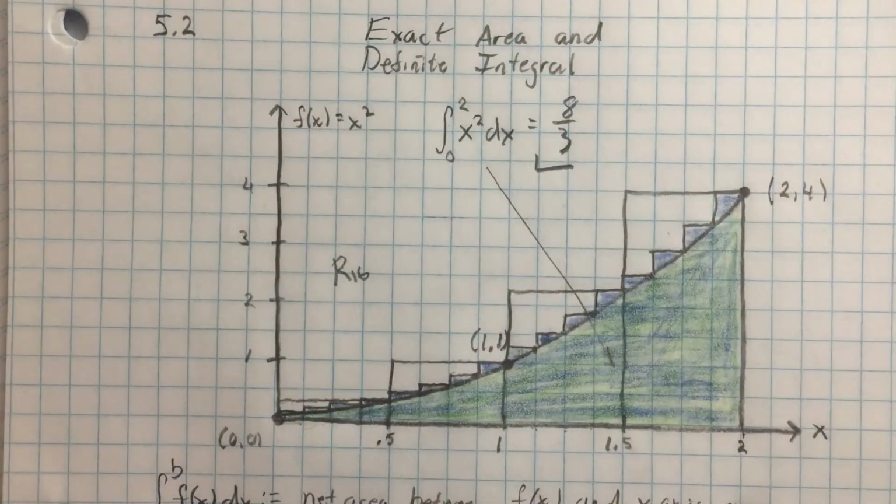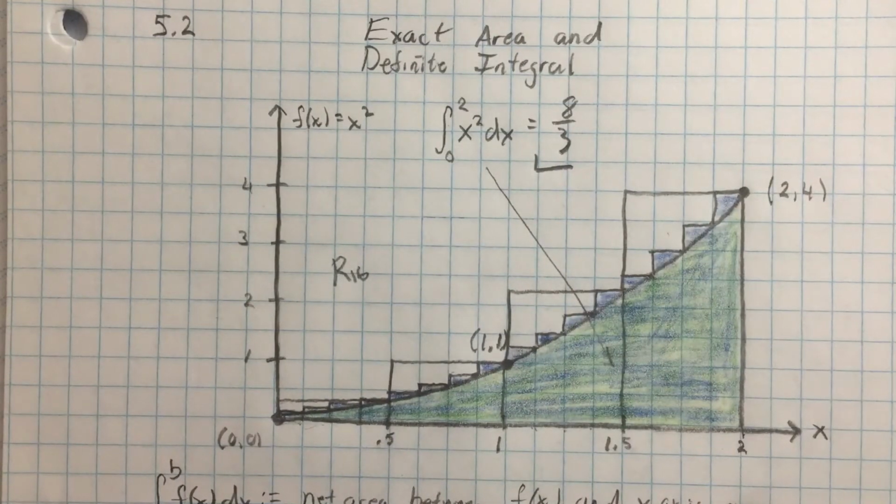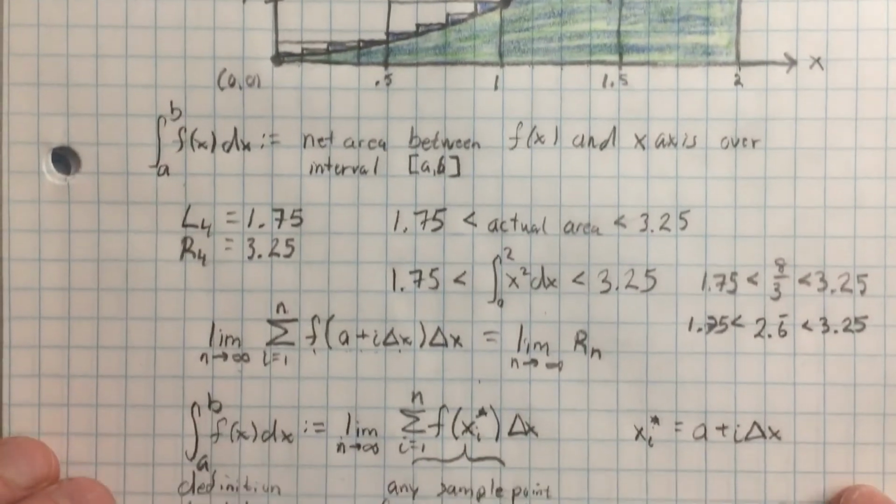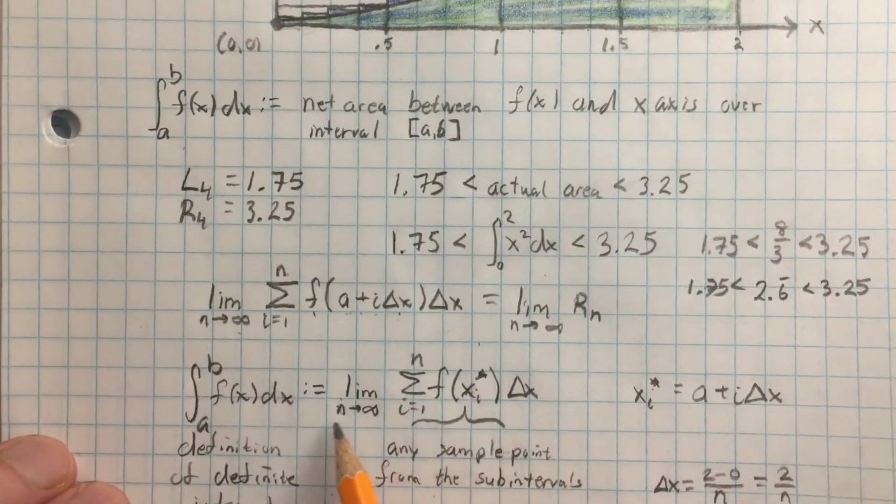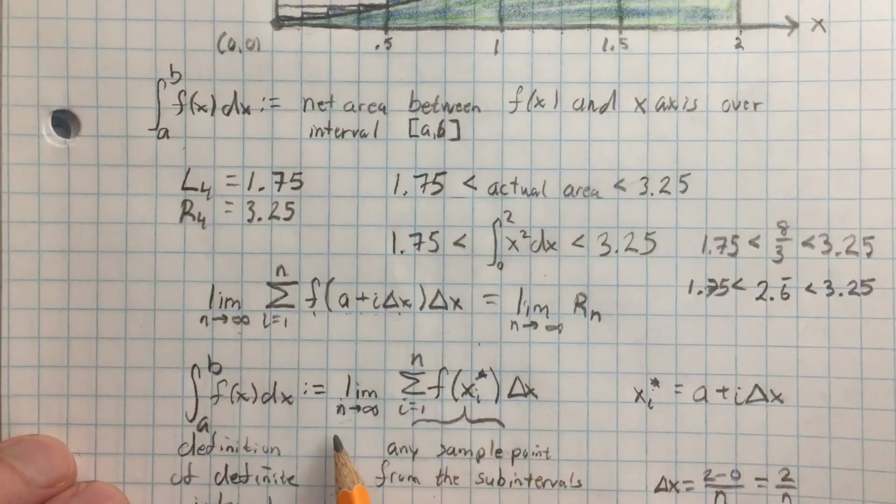Got it. So this gives us a powerful technique now. We can use the definition of the integral, this limit definition, to calculate exact areas. We don't have to approximate anything anymore. We can always calculate exact areas now.